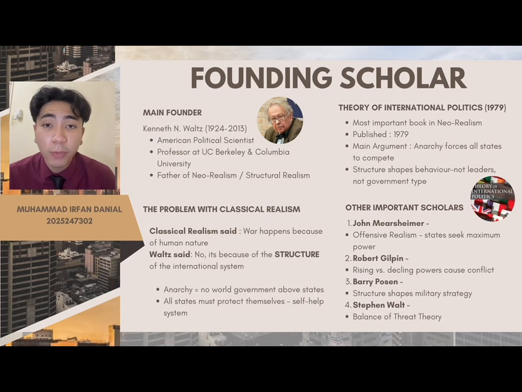In fact, before he came along, most realist thinkers were still using the old classical realism approach that blamed human nature for why countries fight each other. Walsh thought that was not a strong enough explanation. His main argument was this: we cannot fully explain international conflict just by saying humans are naturally bad or greedy. Different people have different views of human nature. It is hard to measure, and it does not really tell us why war happened at certain times and not others.